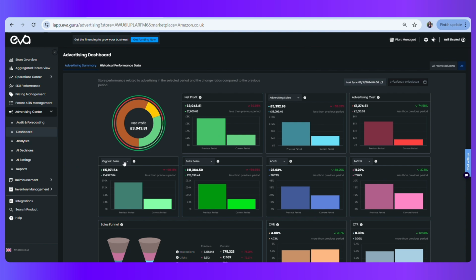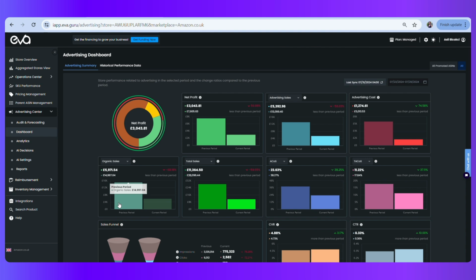And in organic sales, right now Amazon doesn't give any organic sales information to us, either in the APIs or in the UI. But we reduce advertising sales from total sales and calculate this organic sales value. So that's why sometimes customers can see negative organic sales in this dashboard. This is the reason why we observe that kind of thing, because Amazon doesn't provide this information to us.